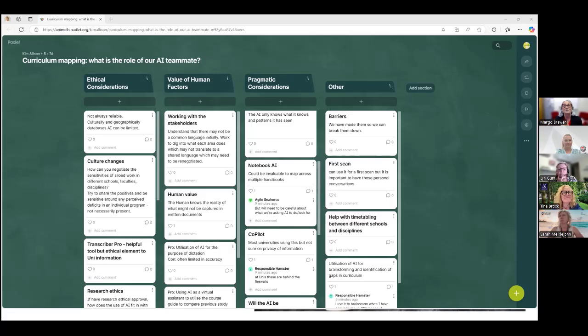I think there would be some real wins because we're all time poor. But as you said, that's what humans do well, that relational part of the process.